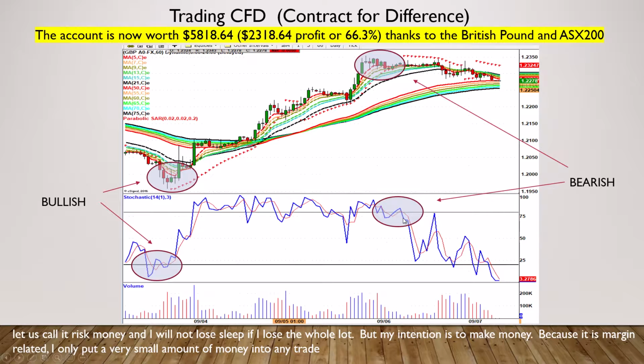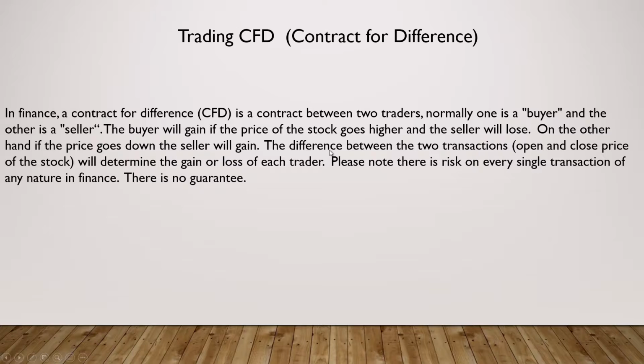Of course, beside the stochastic, you have to combine it with other indicators. Here we have, by the way, a lot of moving averages. Collectively, the short-term moving averages in relation to the long term can give us a very good indication about how the market is likely to move. So if you want to learn about it, please talk to us.